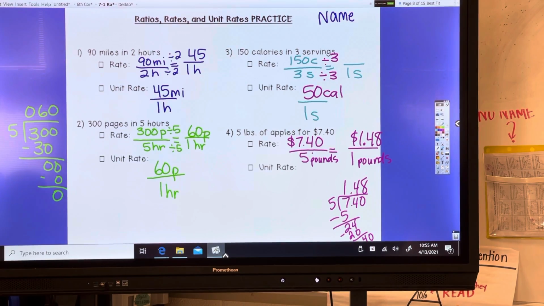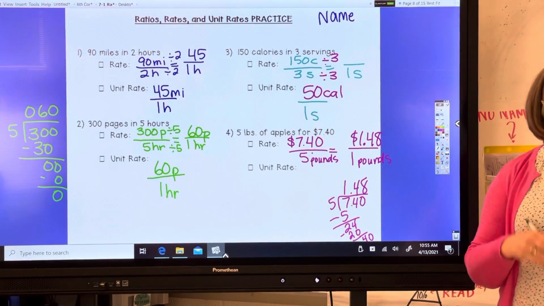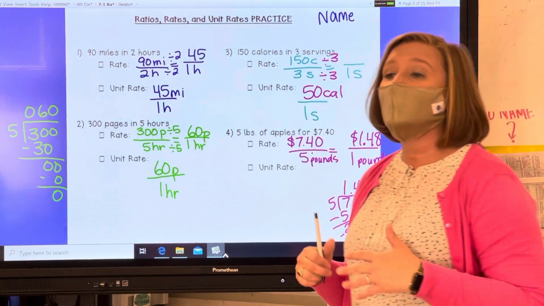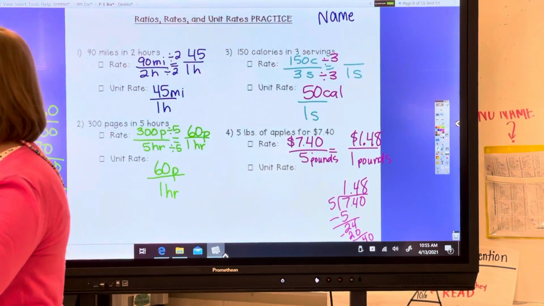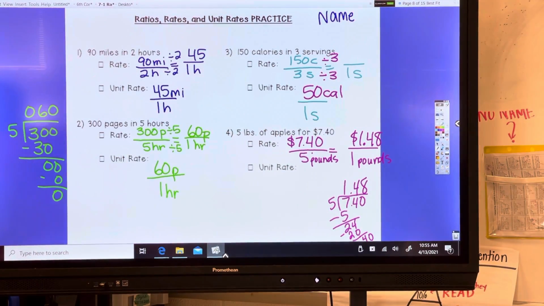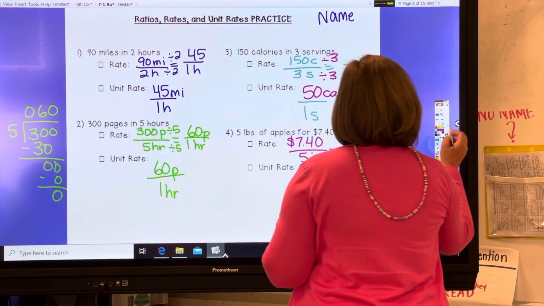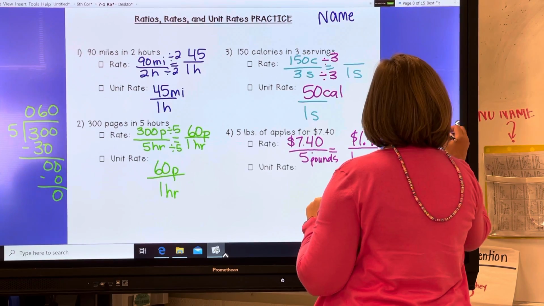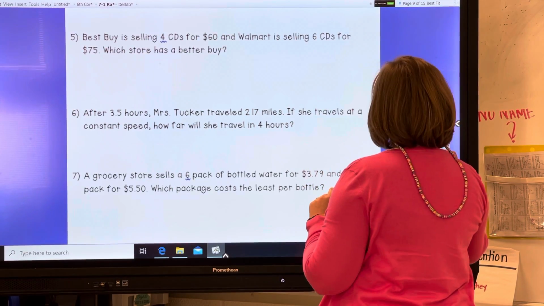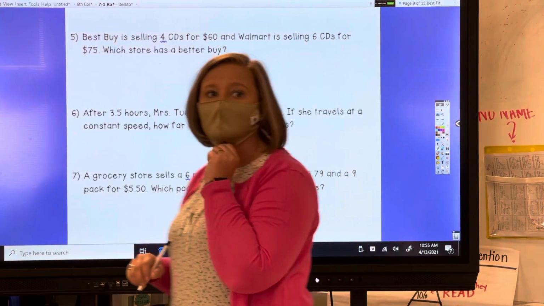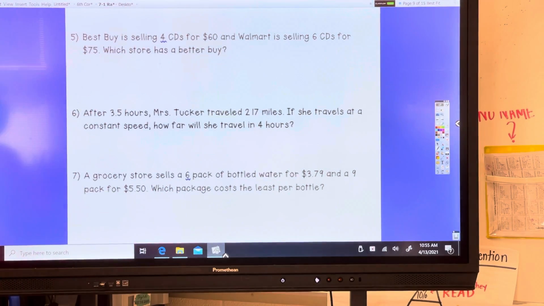Right now, how comfortable do you feel figuring out the rate and the unit rate? I want a thumbs down, a thumbs to the side, or a thumbs up. How comfortable do you feel doing rates and unit rates? Okay, put them down. All right, let's look at number 5.